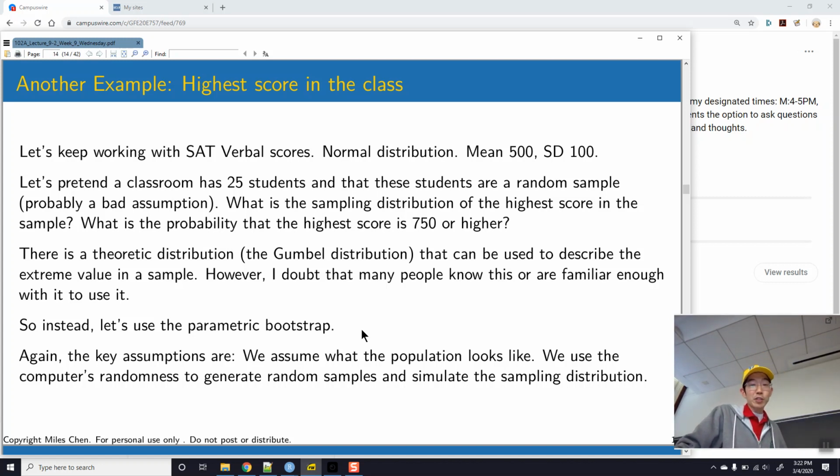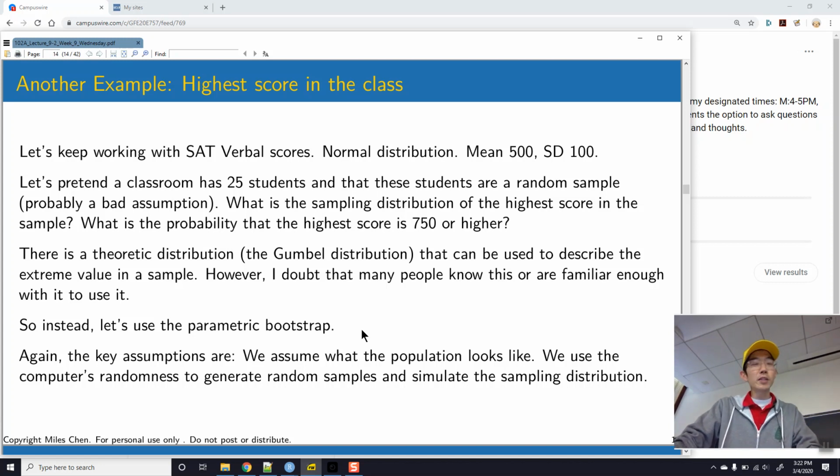What's the sampling distribution of the highest score in the sample, right? So we have 25, and now we're just looking at the highest score, okay? And maybe, what's the probability that the highest score is 750 or higher? So 750 is a good score. So what's the probability that the highest score is 750 if you got a random sample of 25, right?